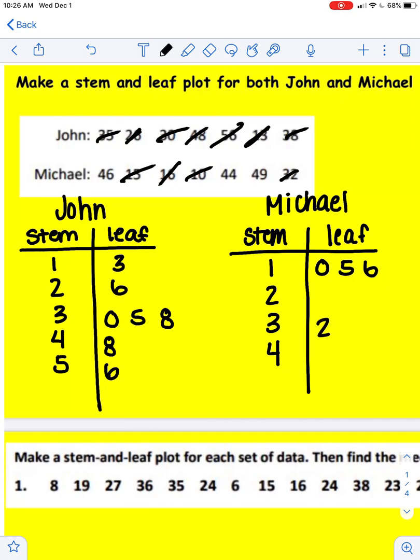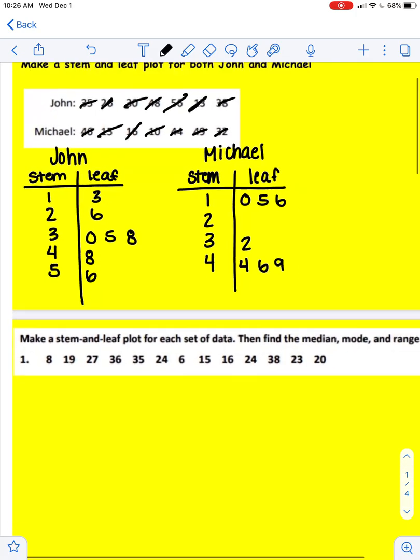And I'm going to put a 2 next to 32. Then I've got 44, so I'm going to put a 4 down here next to the 4. 46, so I'm going to put a 6. And 49, so I'm going to put a 9. And those are our two stem and leaf plots right there. So these are pretty easy. They don't really use a lot of math. You just have to kind of split up your 10s and your 1s, and you're listing them that way.